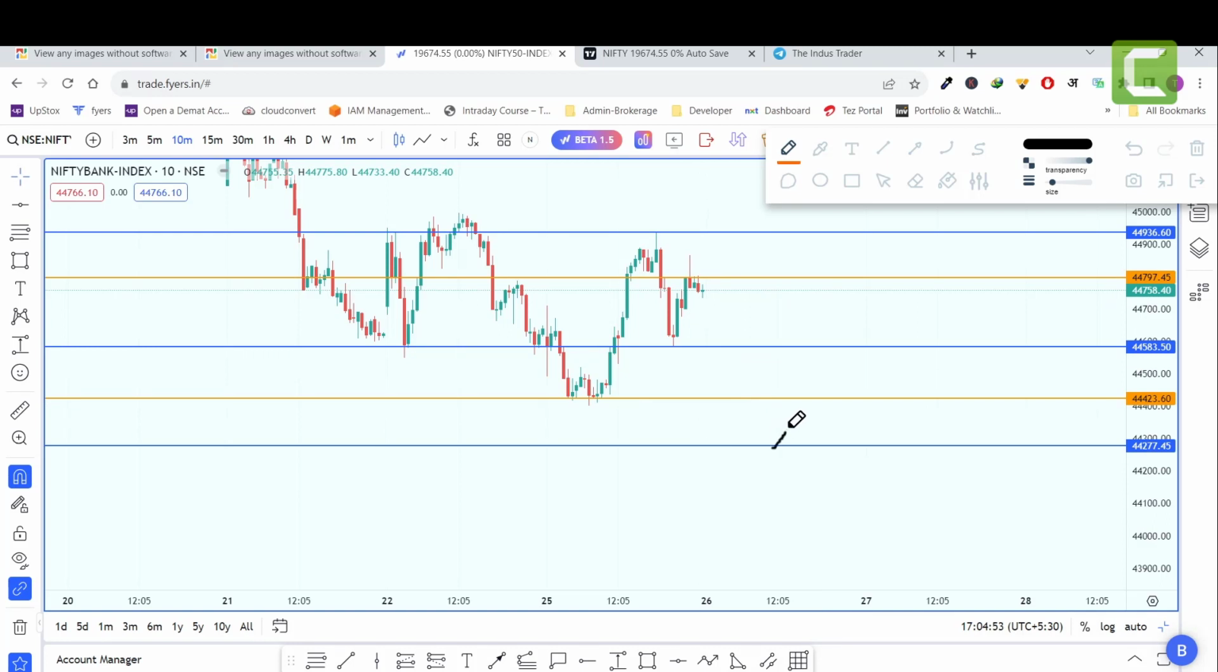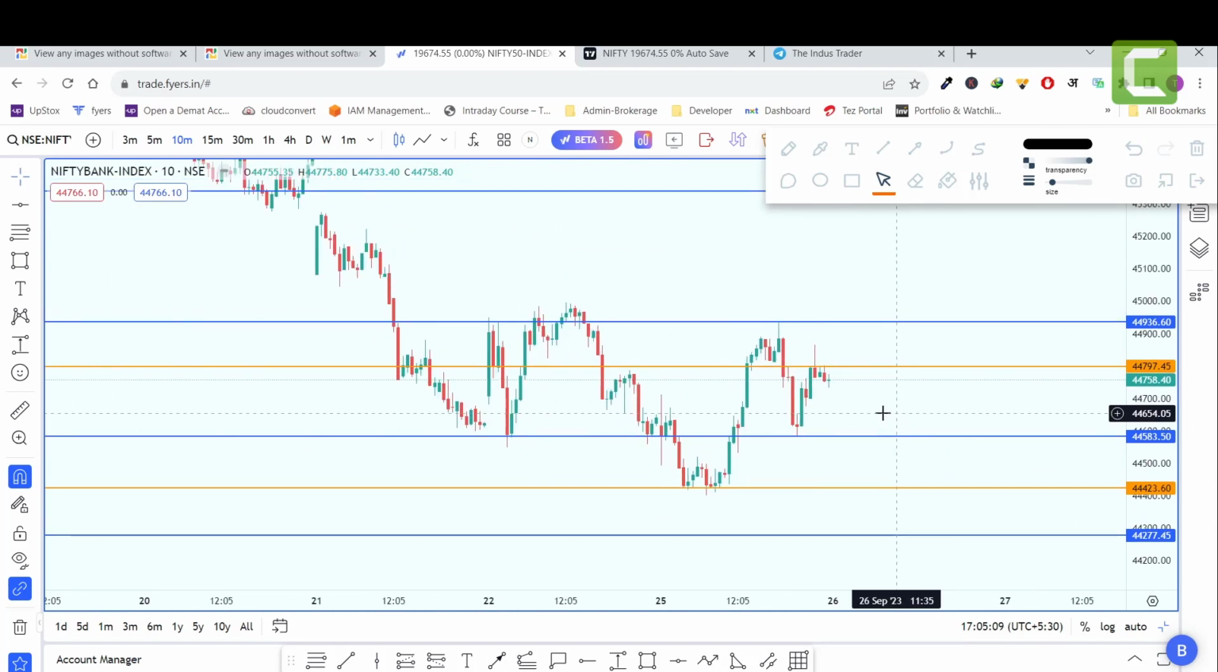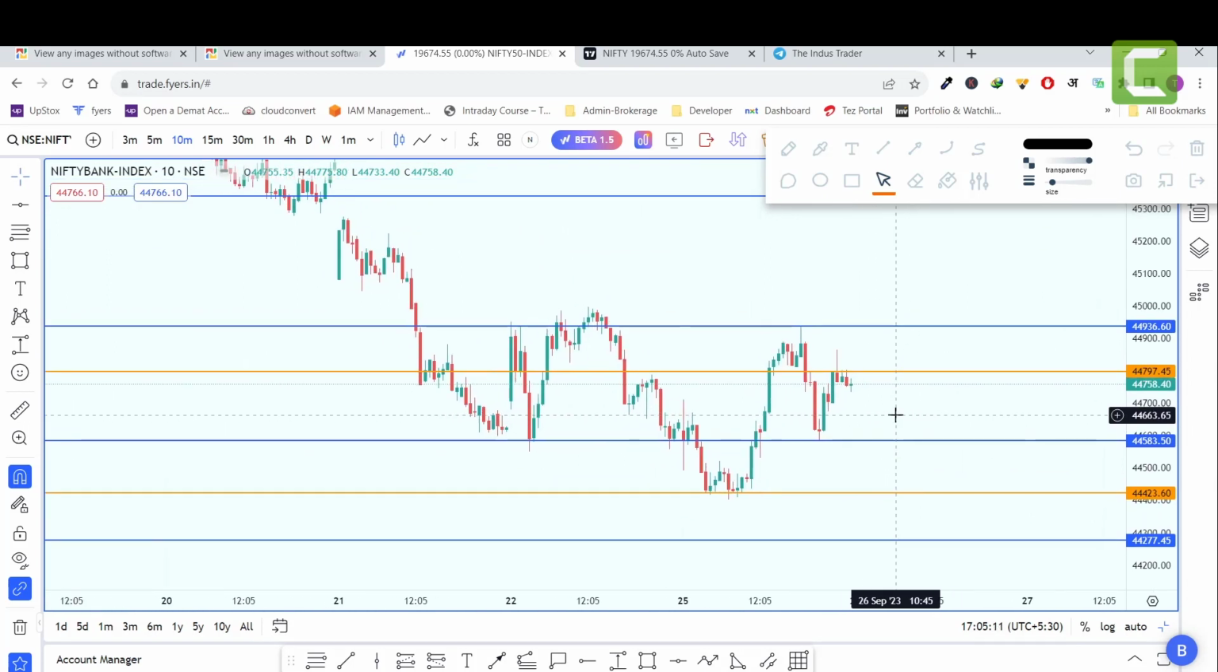Again I will try to go for a buy trade from 44,277 till 44,423. If this range accepts, again I will keep trailing till 44,797. In the similar case, if you want, you can go for sell trades with half quantity and buy trades with regular quantity, whatever you prefer.